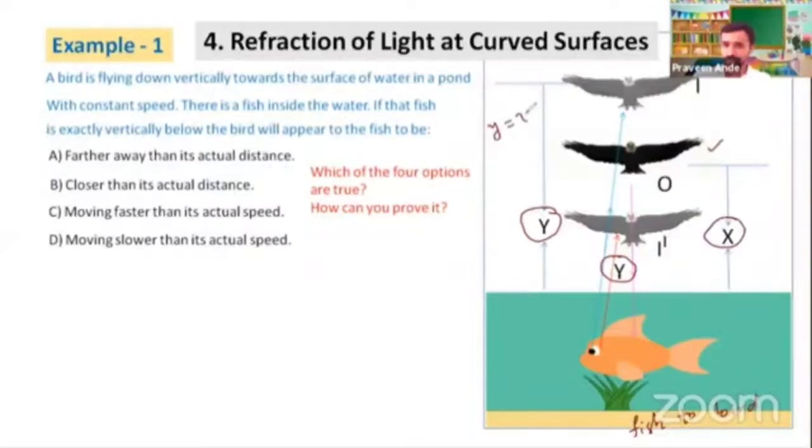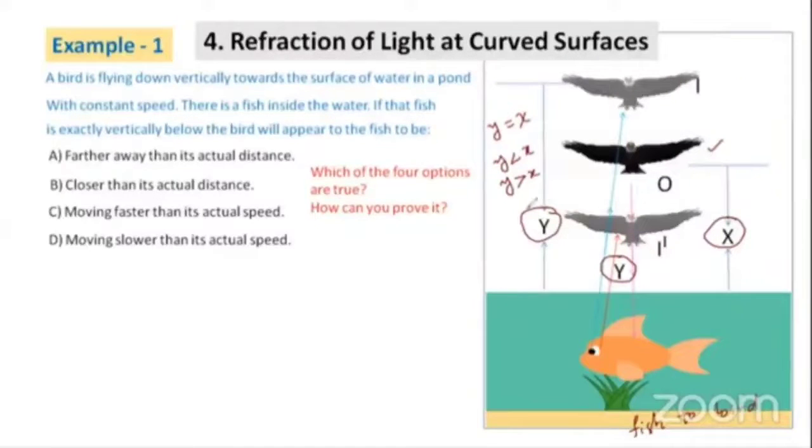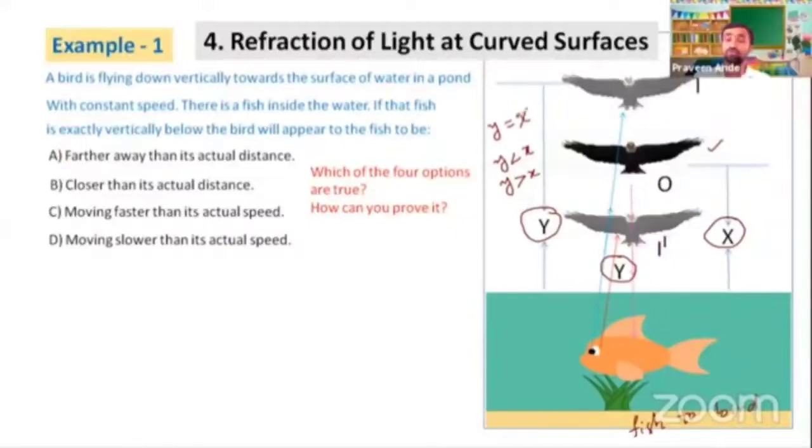If you are able to prove y is equal to x, what will we comment? That the fish will observe the bird at the same place. If y is less than x, we will comment that the bird will appear to the fish at a closer distance. If you are able to prove y is greater than x, then we can comment the bird will appear to the fish at a far distance. So remember this, keep this in mind. Okay, right, let me clear all this information.